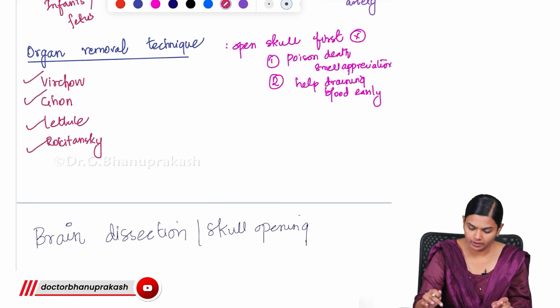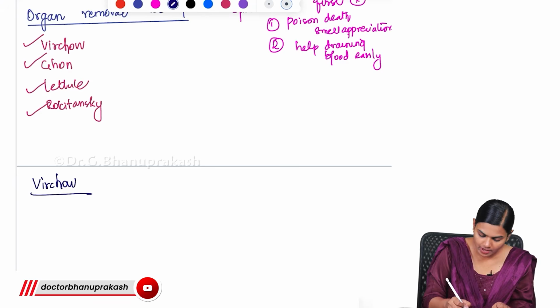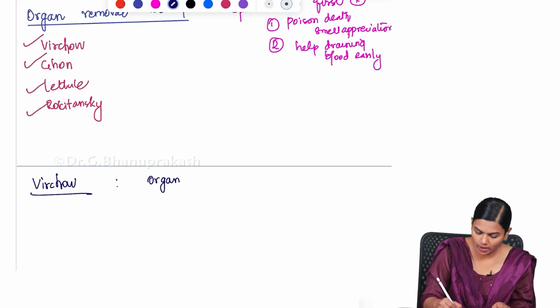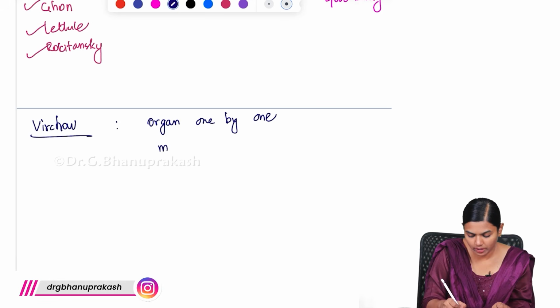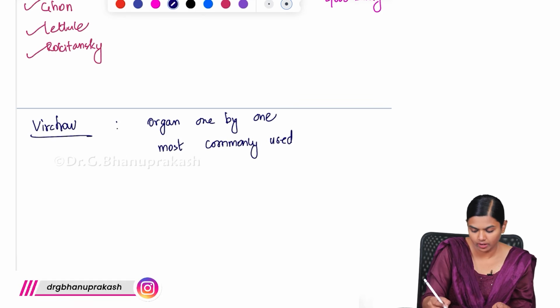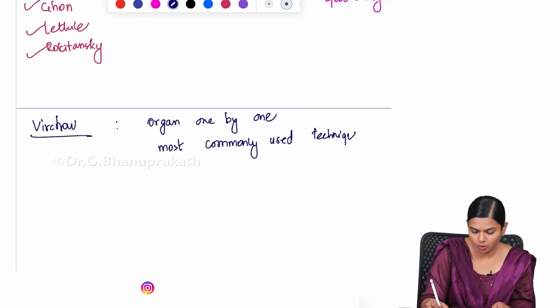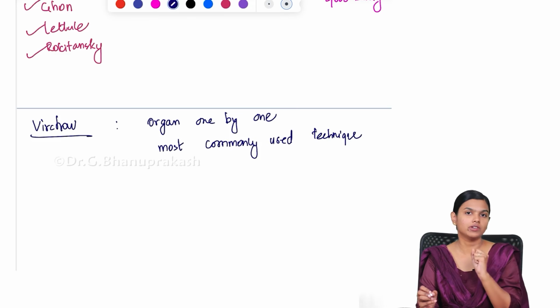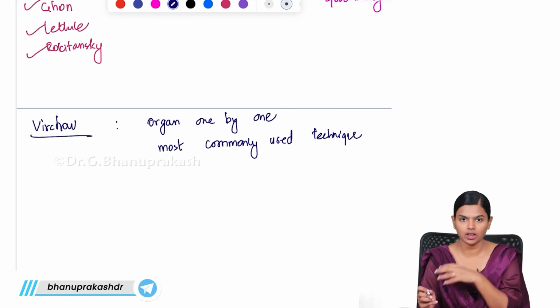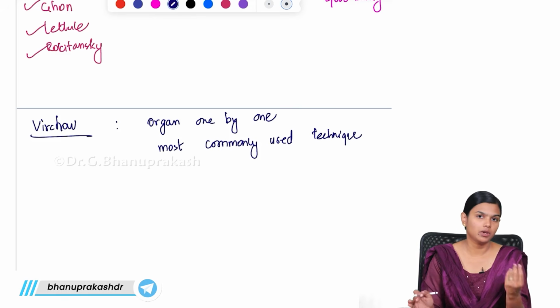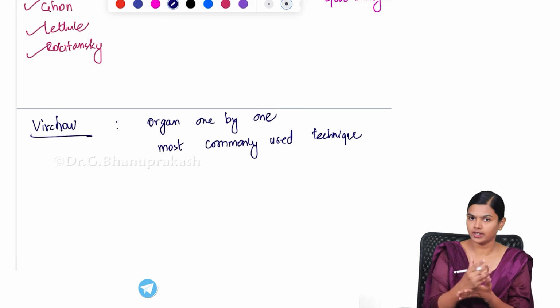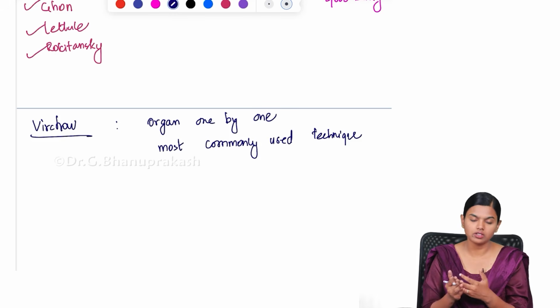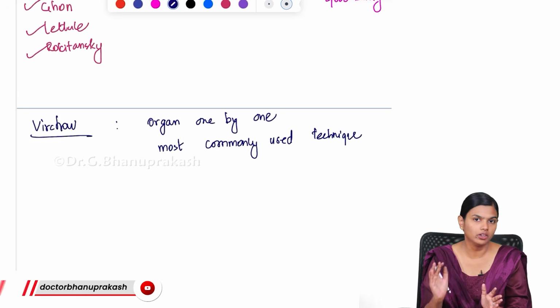In Virchow's technique, we take out organs one by one. It is the most commonly used technique. We first open the thoracic cavity, take out the lungs, take out the heart, then open the abdomen and take out the stomach, intestines, and uterus if it is a female. Each and every organ is dissected separately and taken out. So this is Virchow's technique.